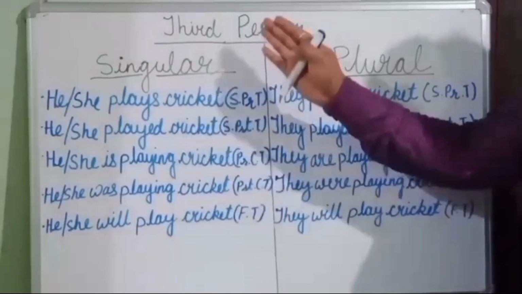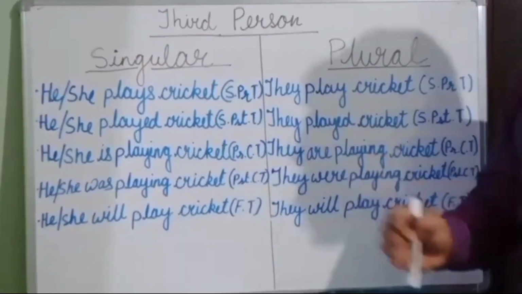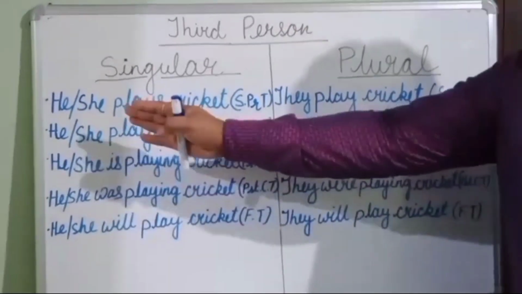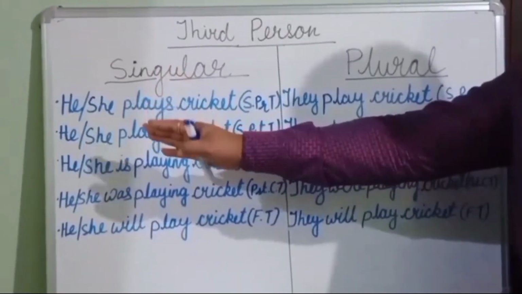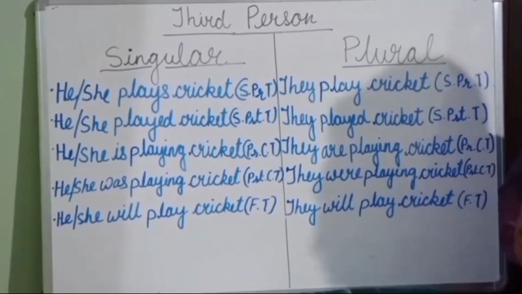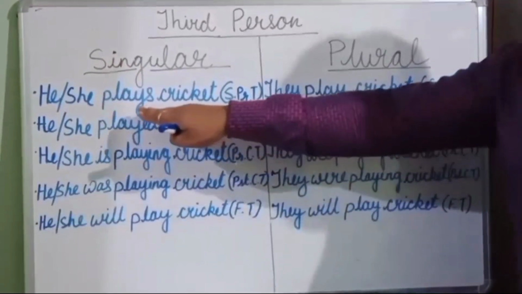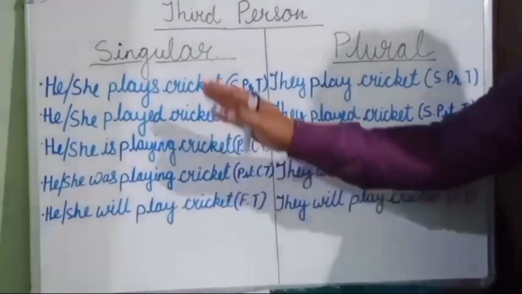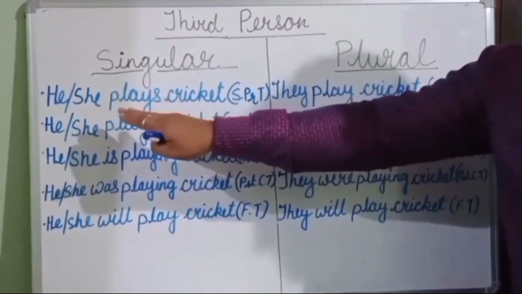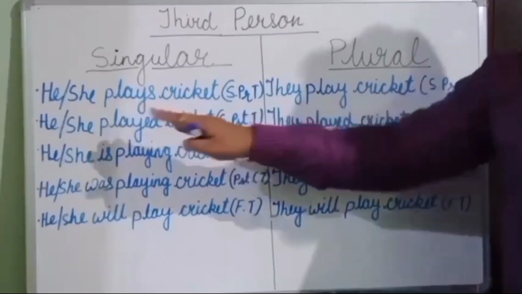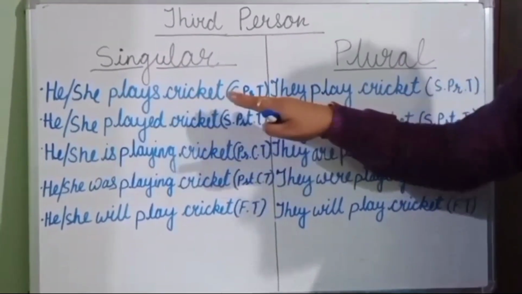In third person singular, where he or she is used as a subject, let's see. In simple present tense, along with he or she, the fifth form of verb is used, and the sentence becomes "he or she plays cricket." That's very important, children. It's plays with he or she. In simple present tense, we have to use the fifth form of verb.